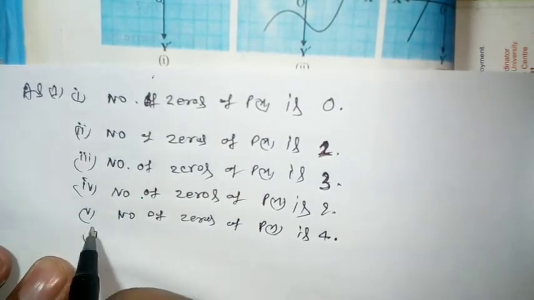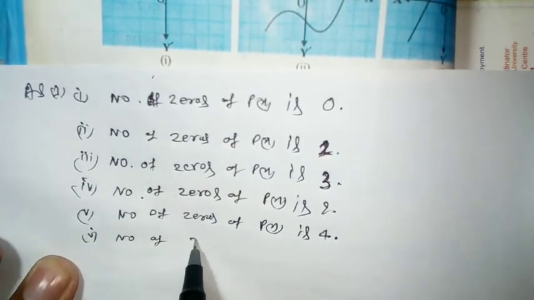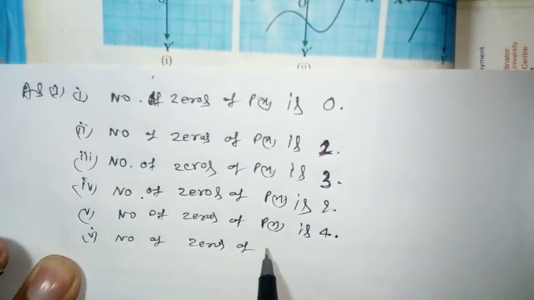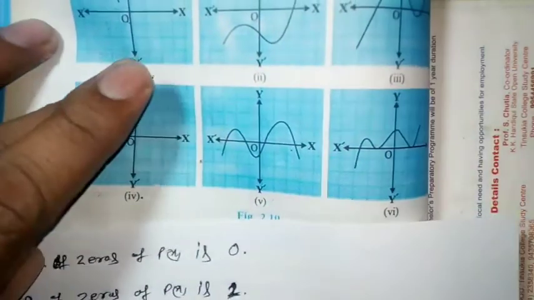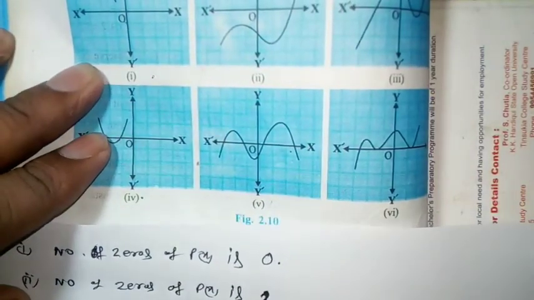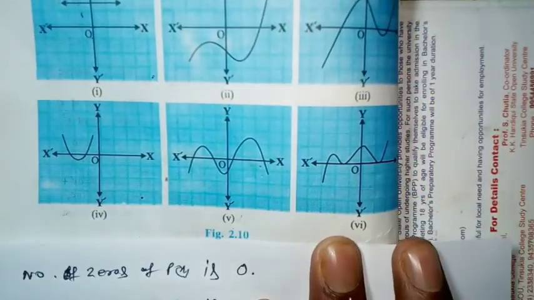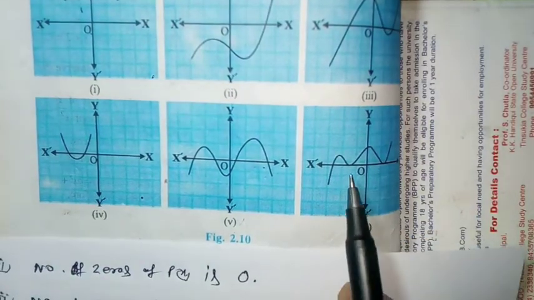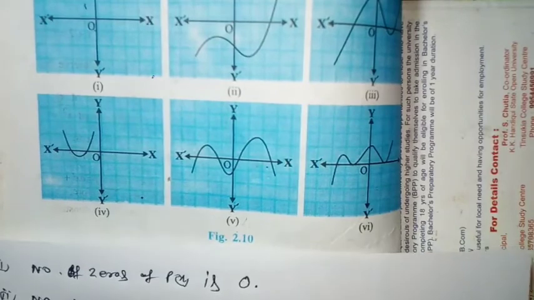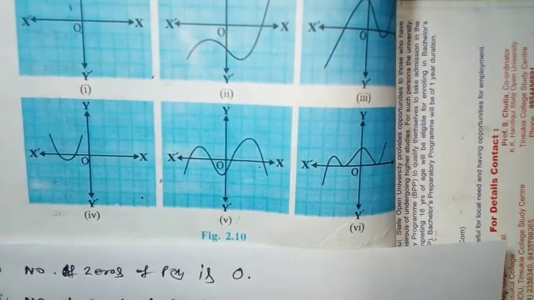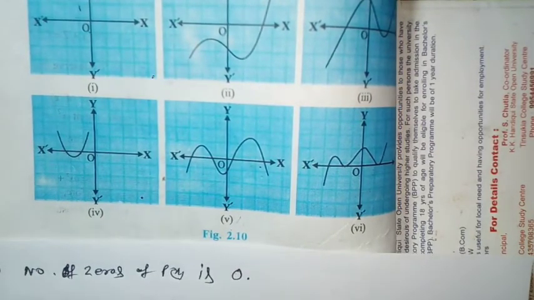Now the next question. In the 6th question, the number of zeros of p(x) is 3 because the graph intersects or touches the x-axis at 3 points. Okay.